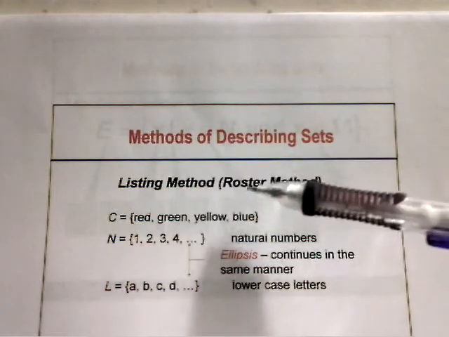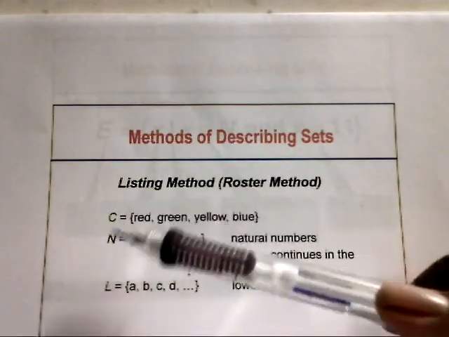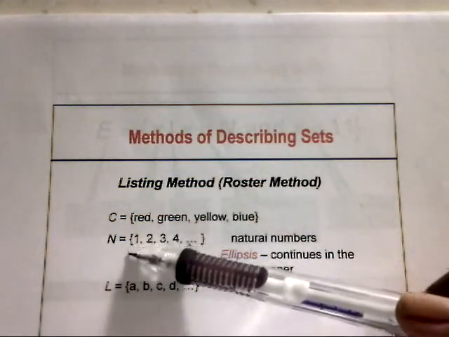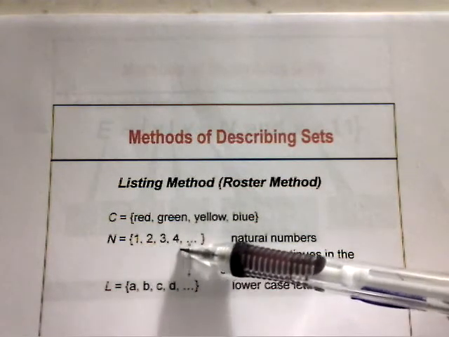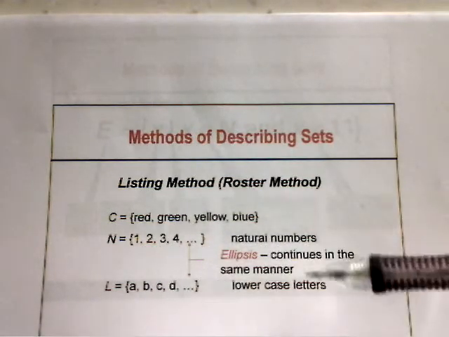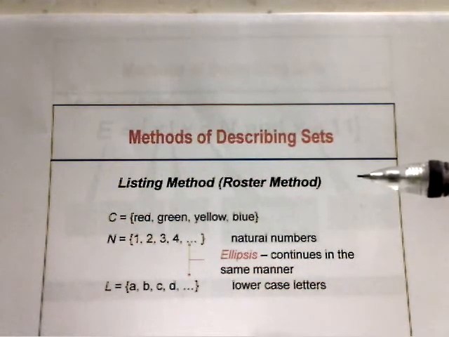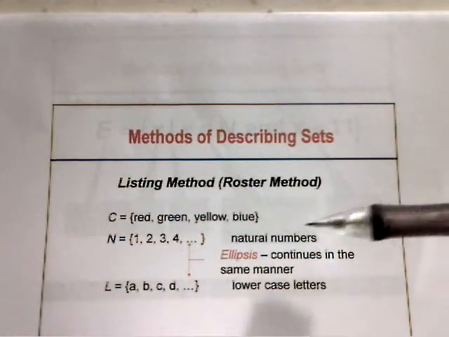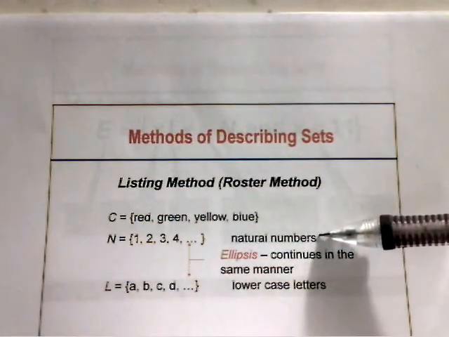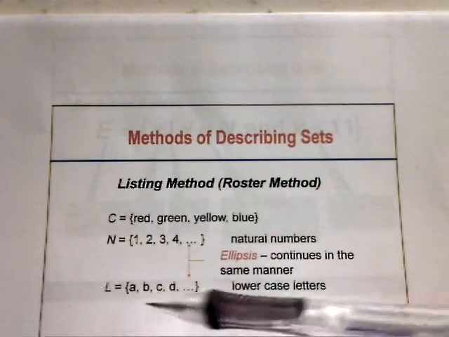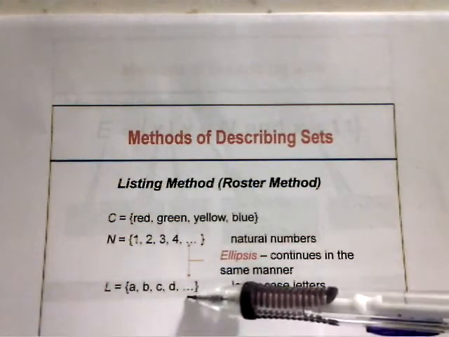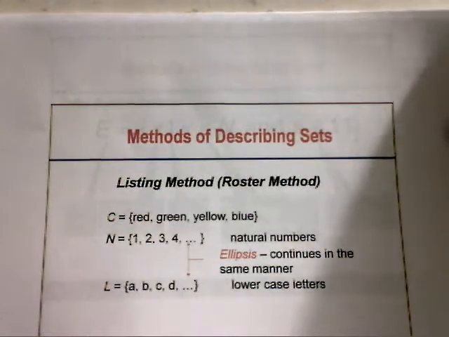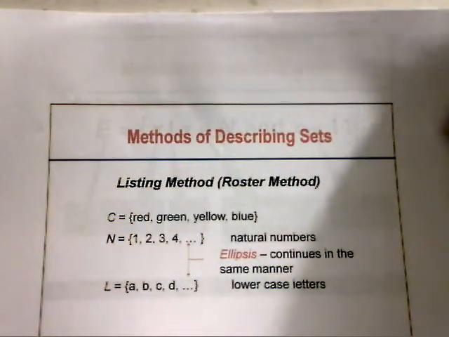So here they use the listing method, or the roster method. Set C consists of the colors red, green, yellow, blue. Capital N represents 1, 2, 3, 4. Notice that these dots are an ellipsis that means it continues in the same manner. And by the way, N represents the natural numbers. And also L, these are lowercase letters, a, b, c, d, with 3 dots. That means it continues on up to z. So these are just examples of how we can describe sets.